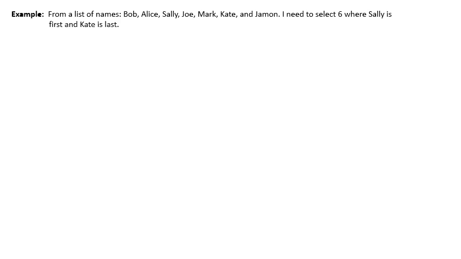A couple of more counting problems here to review. These are a little bit more complicated, so you really kind of need to understand the counting routine, right? From a list of the names we have, again, we have our 4 men and our 3 women, and I need to select 6 of them where Sally is first and Kate is last. So I have some conditions here. Sally needs to be first and Kate needs to be last.